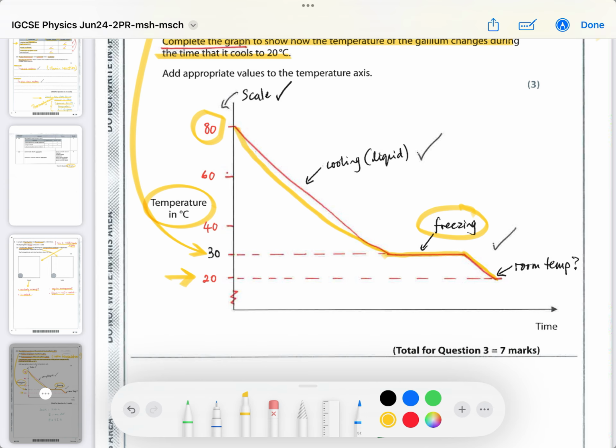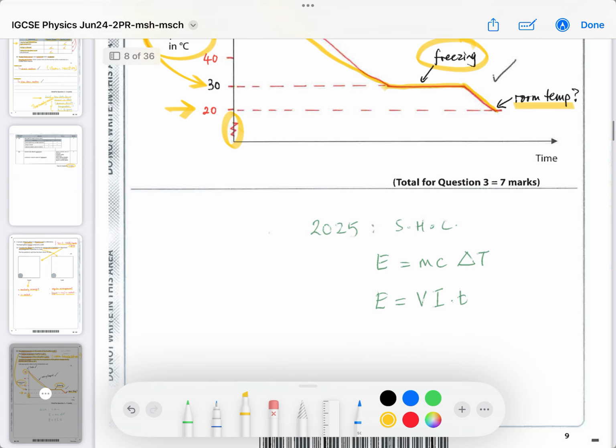So while it's freezing, temperature will stay constant. When it's all frozen and it's gone into the rigid form of the solid that you drew in part 1, yeah, or part A or whatever it was, then it will cool eventually to room temperature or the surrounding temperature. Okay, and then it will stop. They don't want you to go beyond that. So I put a zigzag line here to show that I don't need to go below 20 to 0, for example. Okay, so that's how you do this question.